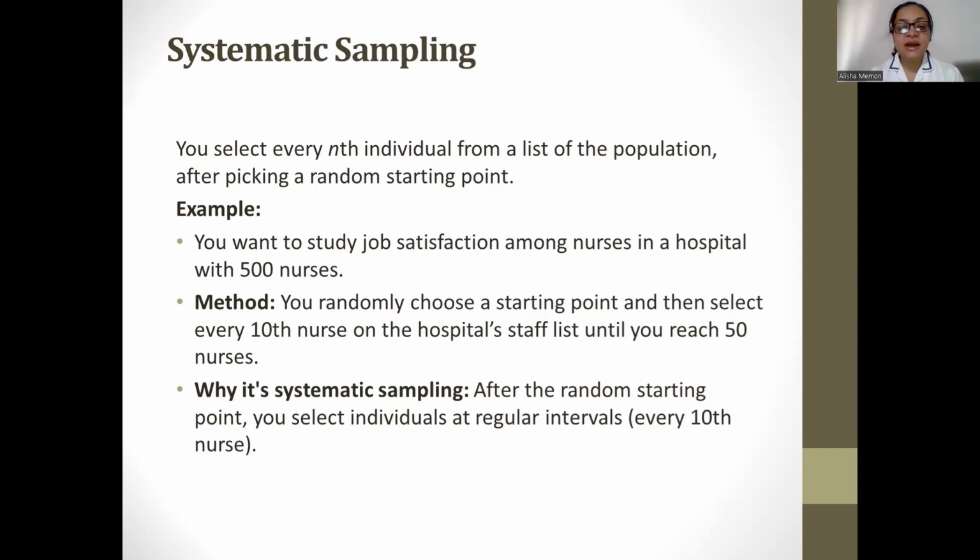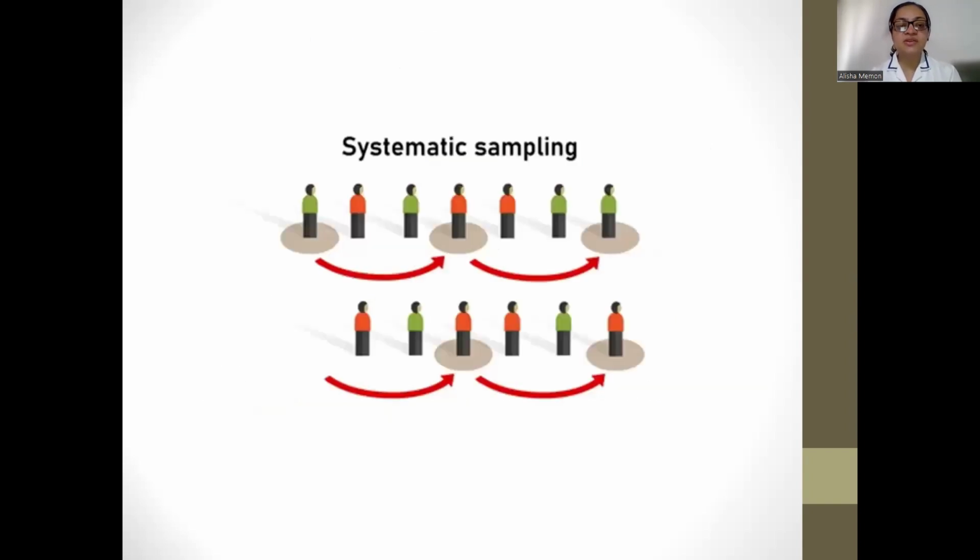Why? Because after a random starting point, you select individuals at regular intervals; in the example quoted here, every 10th nurse. If you see the image here, the starting point is the first one, and every third after that has been recruited for the study. So here, every third individual is recruited in the study. This is known as systematic sampling.